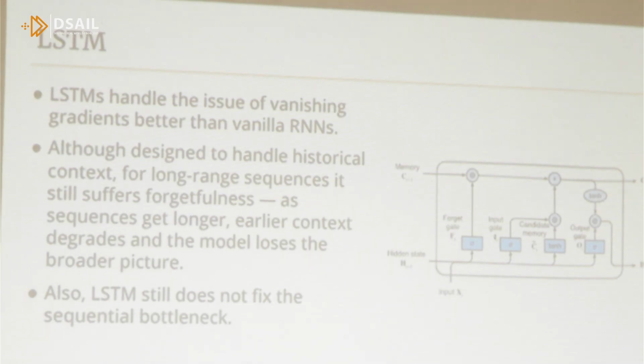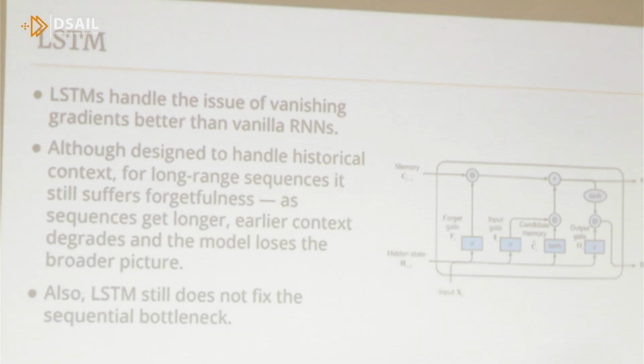So to resolve some of these issues, the LSTM was invented. That is long short-term memory. It handles the issue of vanishing gradients better than vanilla RNNs. And although it was designed to handle historical context, even for very long range, it also suffers the same problem. Earlier context degrades because the model loses the bigger picture, and it also does not fix the issue of the sequential bottleneck.